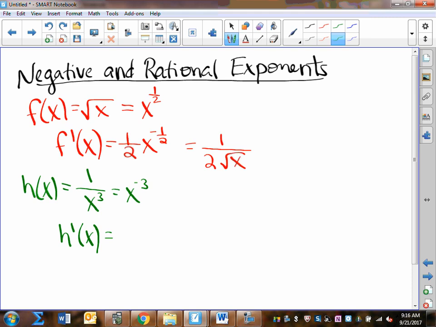Yeah, you still subtract 1 from the power. Yep. Alright, so did we get negative 3x to the negative 4? Very good. And again, you need to be able to recognize that this is the same thing as negative 3 over x to the 4.